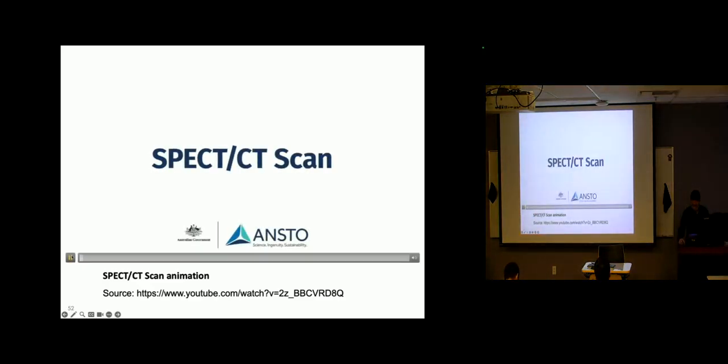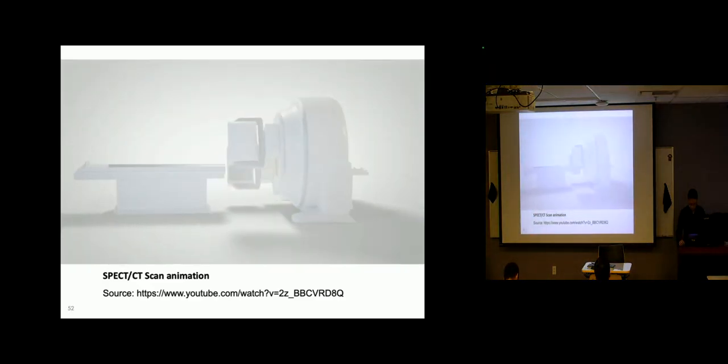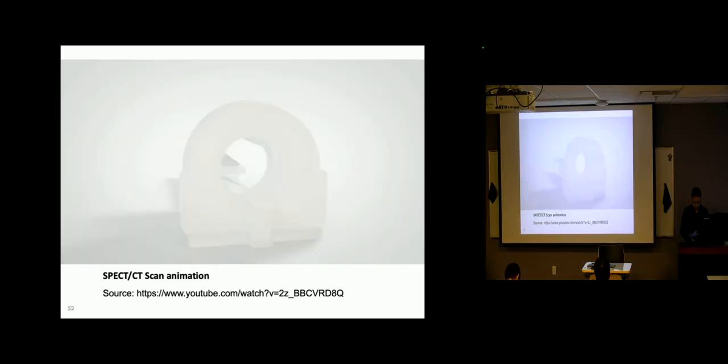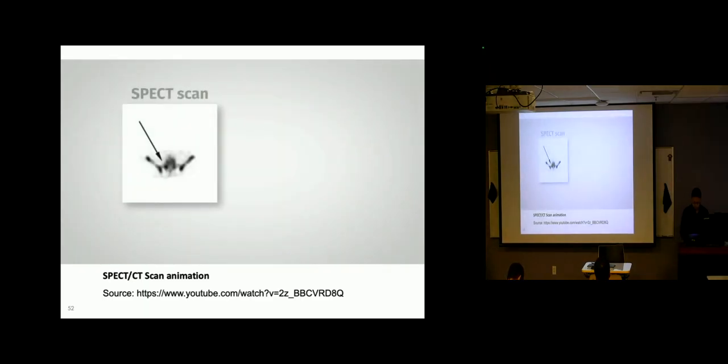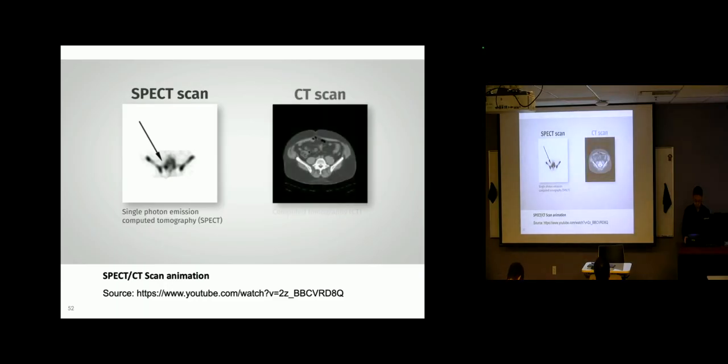So finally, here's another video to show you the SPECT and CT scan. A SPECT scan is used to assess the function of tissues or organs in your body to identify disease. A CT scan provides your doctor with high-resolution images of structures in your body. In other words, SPECT assesses physiology and a CT assesses anatomy.